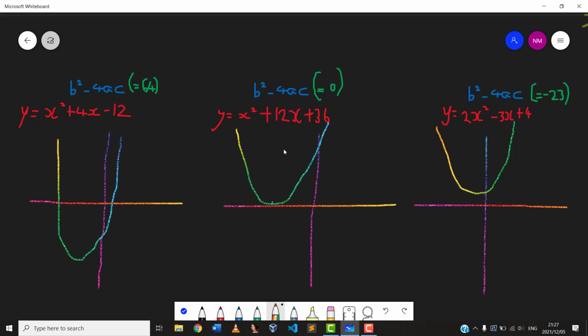So if you're going to write an equation, x squared plus 12x plus 36 is equal to 0, the only point where that equation is equal to 0 is over here. So that's why you'd only get one unique solution. And in the other case over here, if you say x squared plus 4x minus 12 equals 0, and you solve for x, these would be your solutions. And if you say 2x squared minus 3x plus 4 equals 0, you can't really solve for where that equation is equal to 0, because there's no points over here where they intercept with the x-axis.